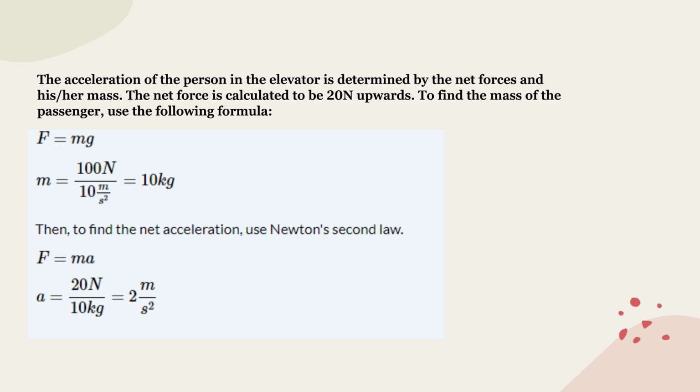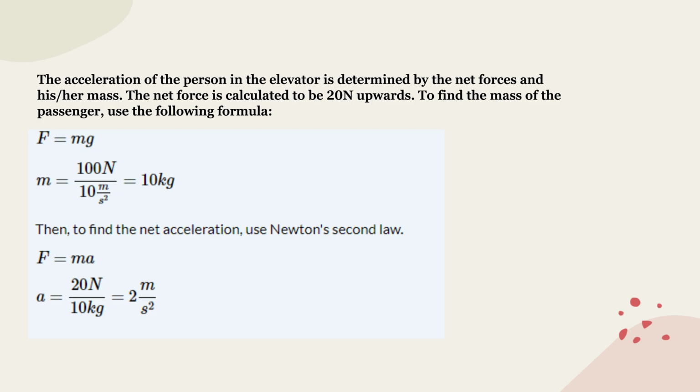So to find the mass, we just apply the formula we have here. We put m equals 100 Newton over 10 m/s squared. We put it on the calculator and we get 10 kg. What's 10 kg? It's the mass.